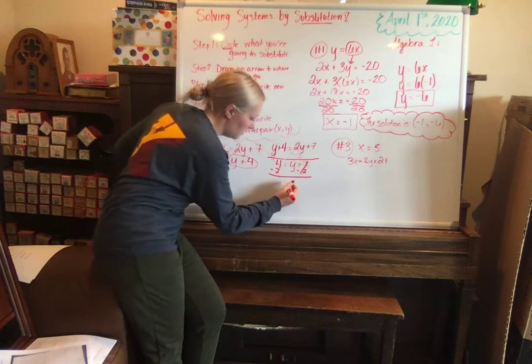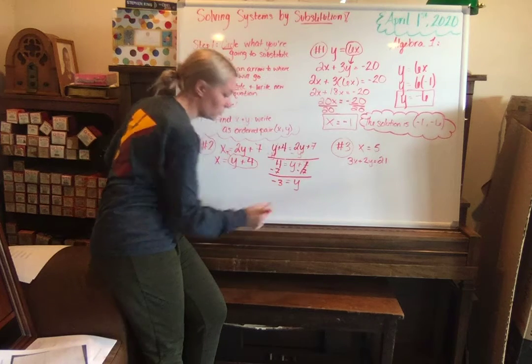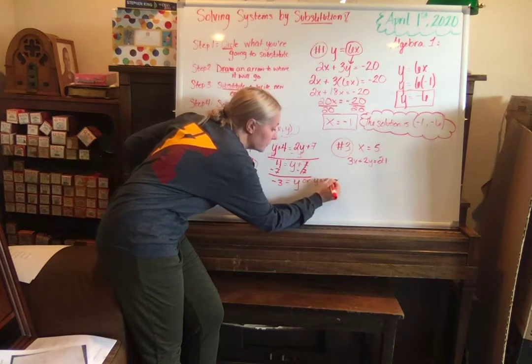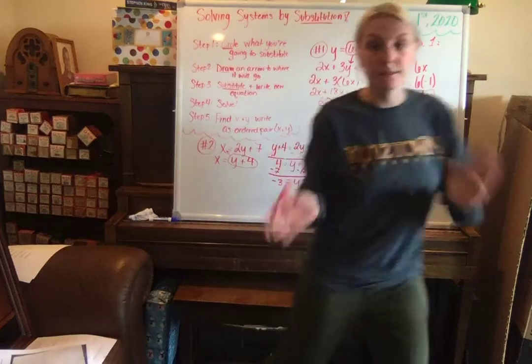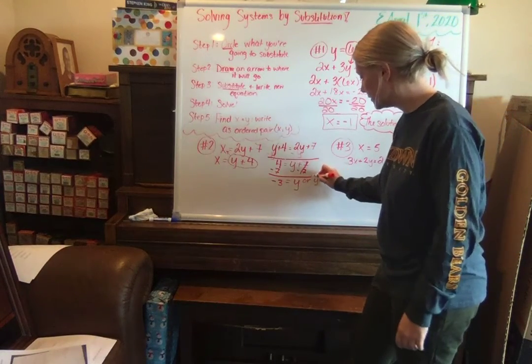These cancel. Now I'm left with -3 equals y. Or y equals -3, right? Same thing, just written flip-flopped. So now I have what my y equals.